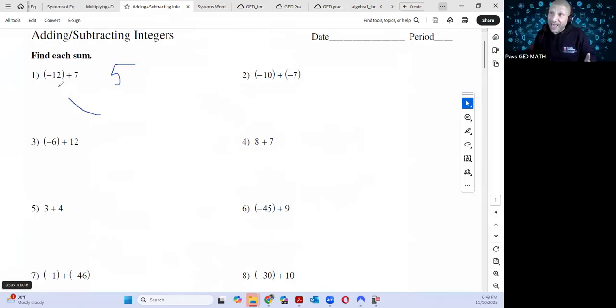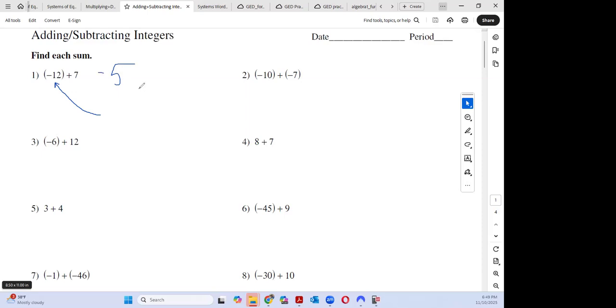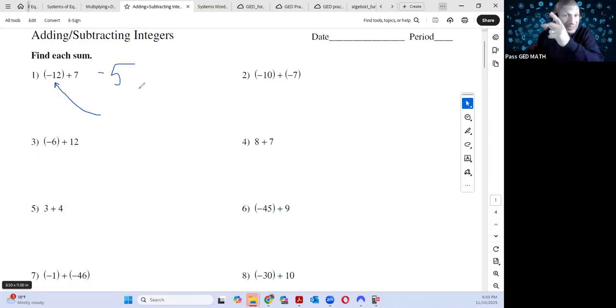And then I'm taking the sign of the largest number. Negative 5. That's if you have different signs. When you're combining signed numbers, if they're different signs, you subtract the two numbers and take the sign of the largest number. If they have the same sign, you add them. So minus 10 minus 7 is minus 17. You add them, keep the same sign.